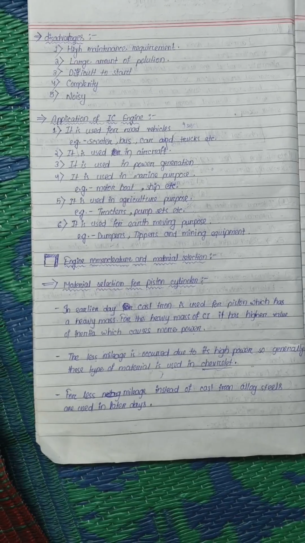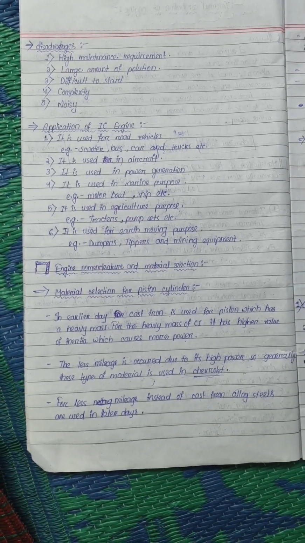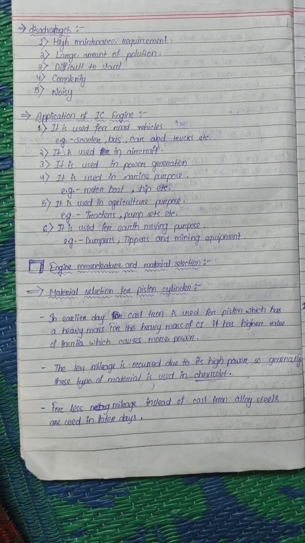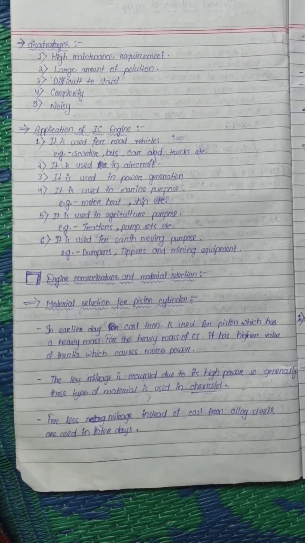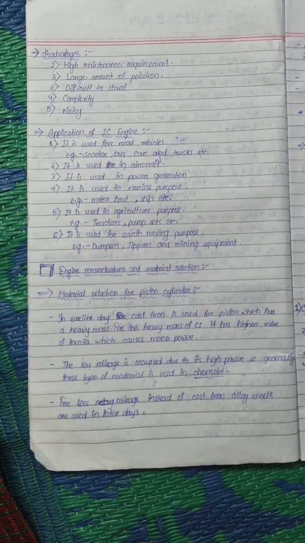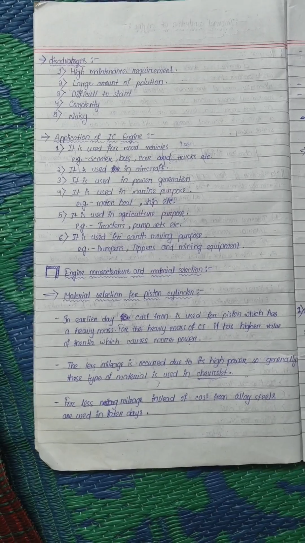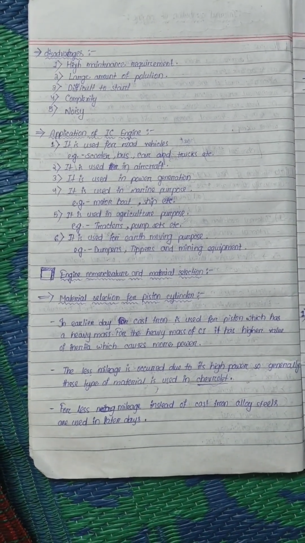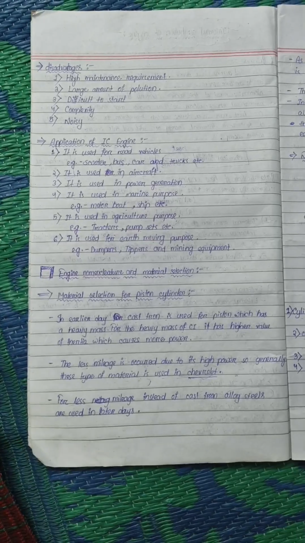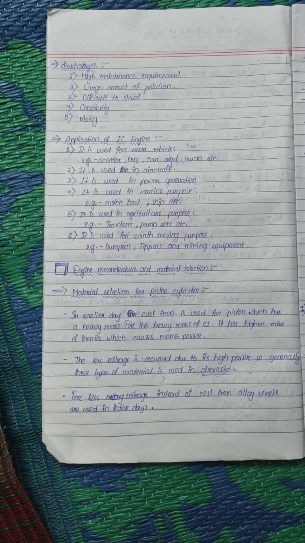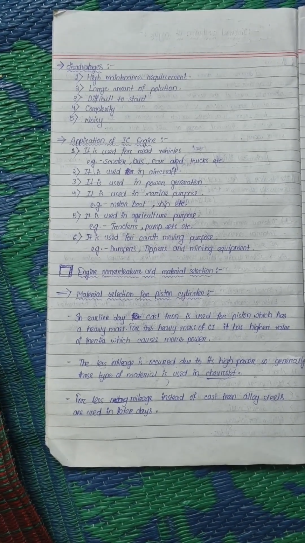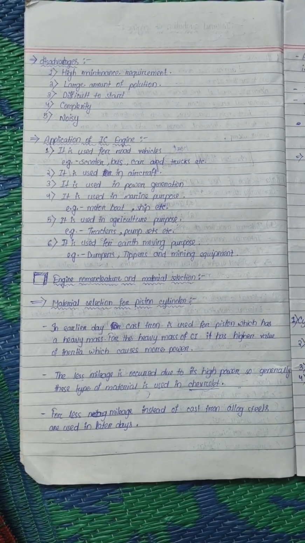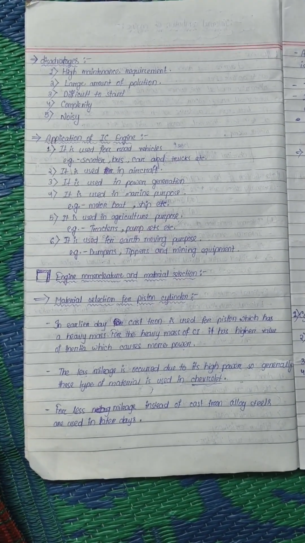It is also used in aircraft for its maximum power generation, and in marine purposes like motorboats, ships, and other engines. It is used in agricultural purposes like tractors, pump sets, etc. It is used for earth moving purposes like dumpers, tippers, and mining equipment.